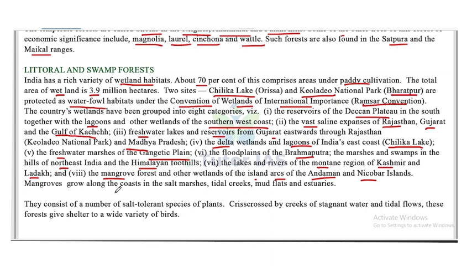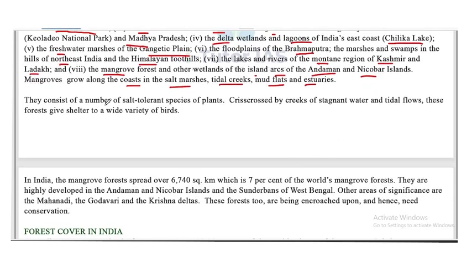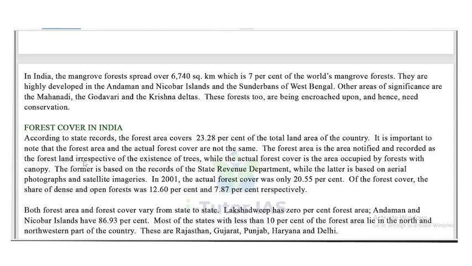Now, mangrove grows along the coast in the salt marshes, tidal creeks, mudflat and estuaries. They consist of a number of salt-tolerant species of plants. Crisscrossed by creeks of stagnant water and tidal flows, these forests give shelter to a wide variety of birds. In India, the mangrove forest spread over 6,740 square kilometers, which is 7% of the world's mangrove forest.